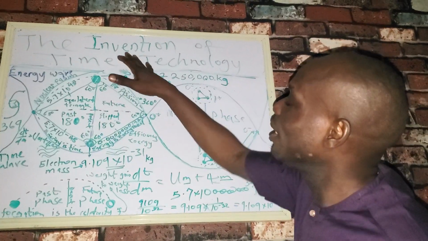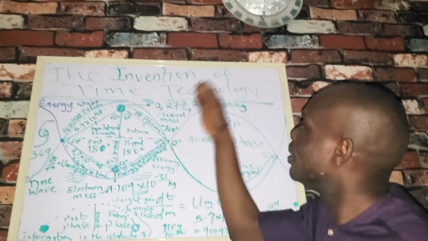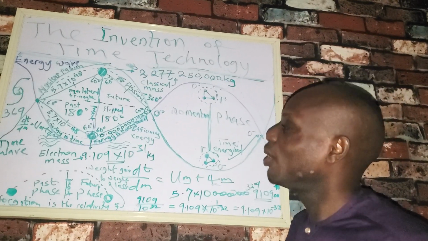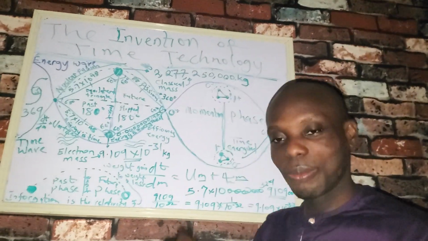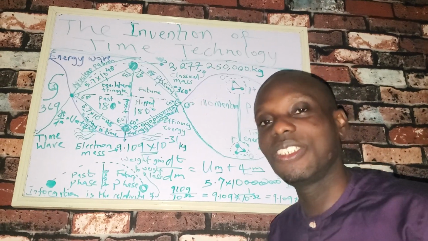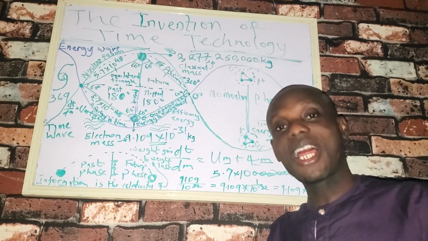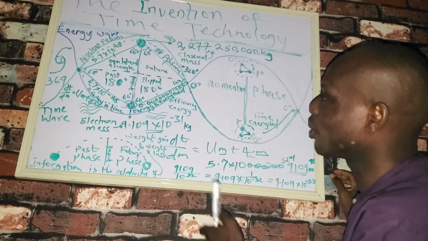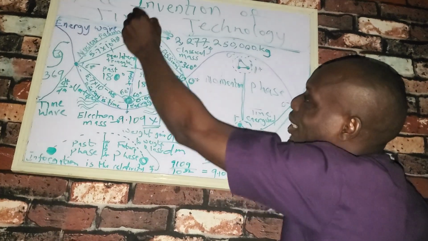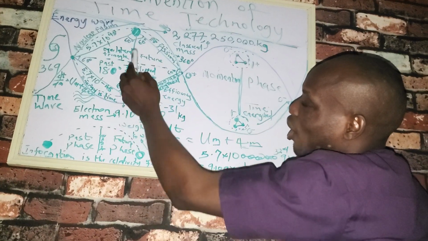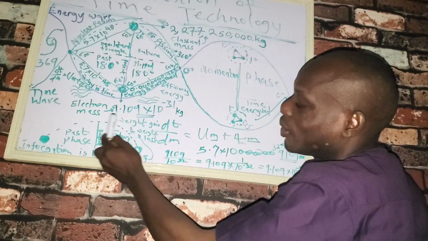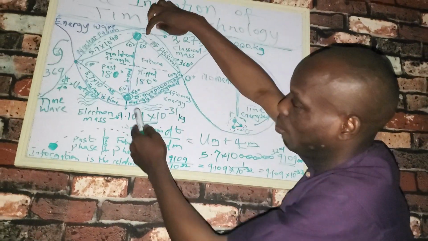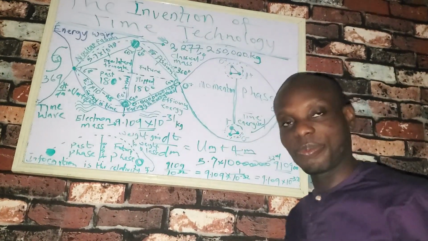So basically that is why this is called the invention of time technology. Now we have seen the possibility of time traveling, even far beyond the speed of light, by applying the formula of everything. We know that when we apply the formula of everything, the trajectory of getting the quantum counterpart, which is the electron mass, is far beyond the limit that light can travel.